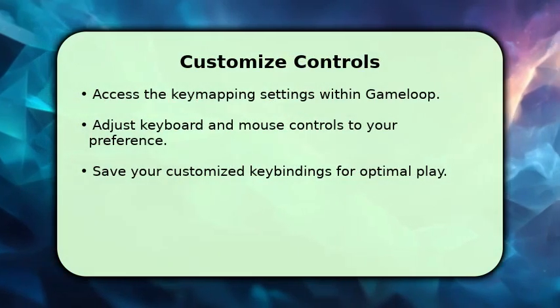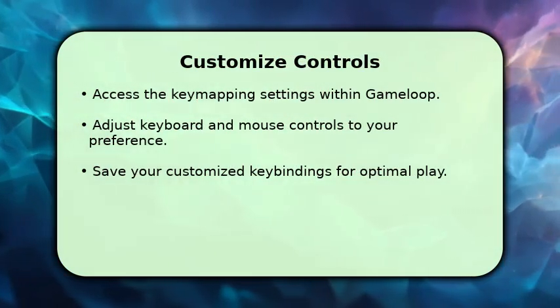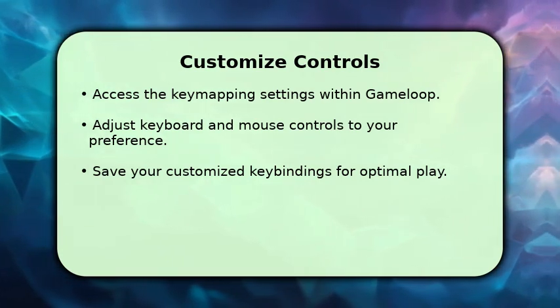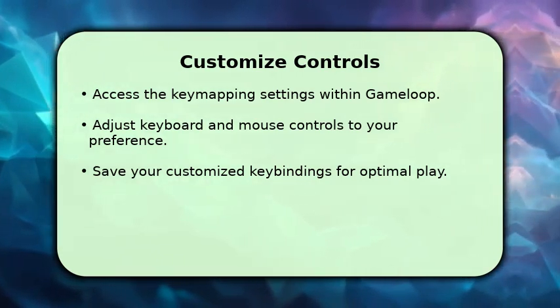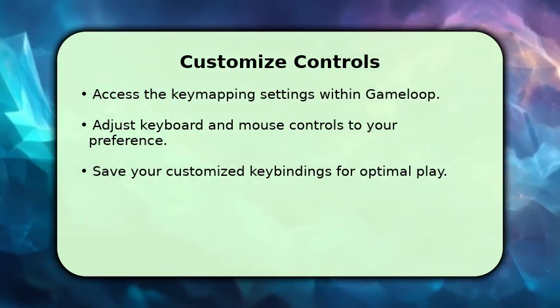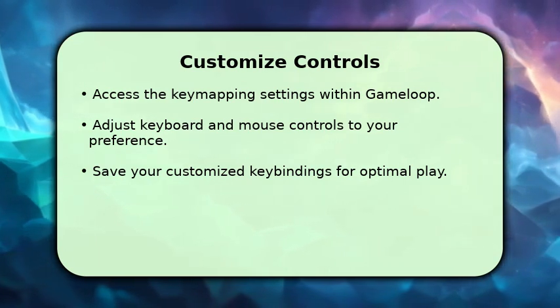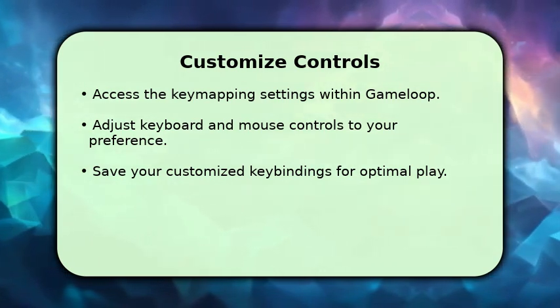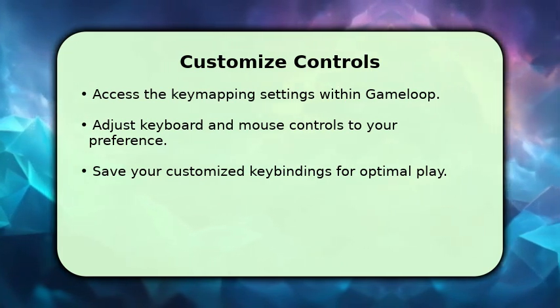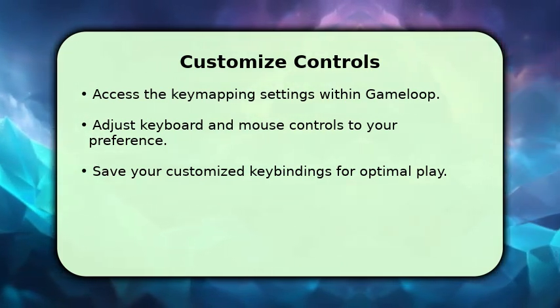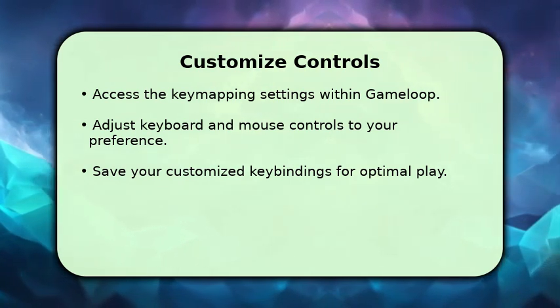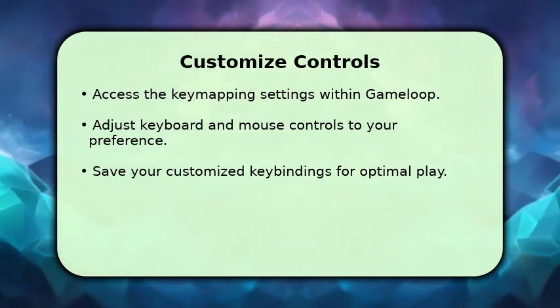Now let's talk about controls. Gameloop offers robust key mapping features. Open the key mapping settings, usually found on the right side of the emulator window. You can customize every action, from movement to shooting, to suit your playstyle. For example, you can set F to pick up items or Tab for your backpack. Experiment and save your preferred layout for precise gameplay.